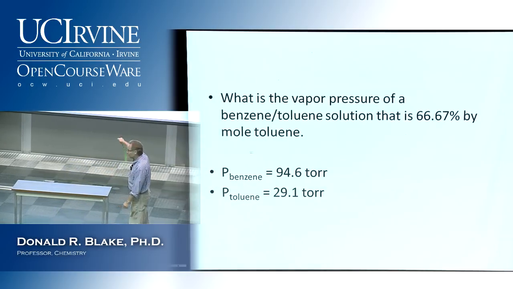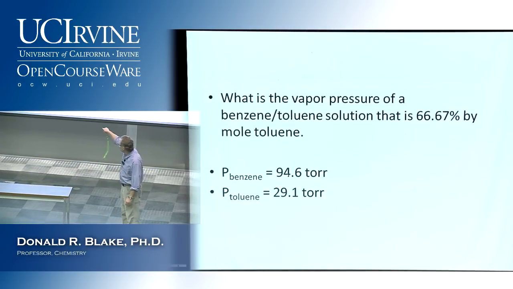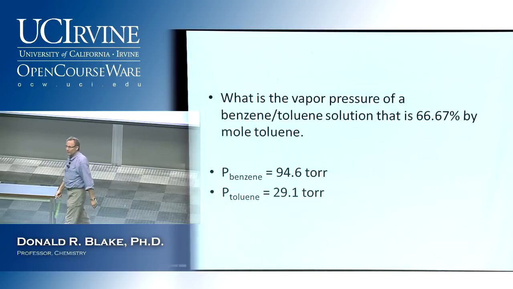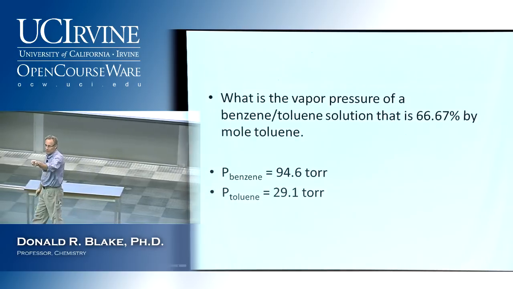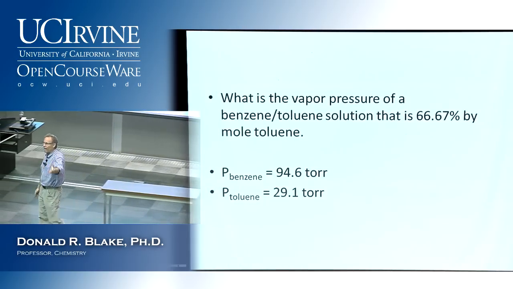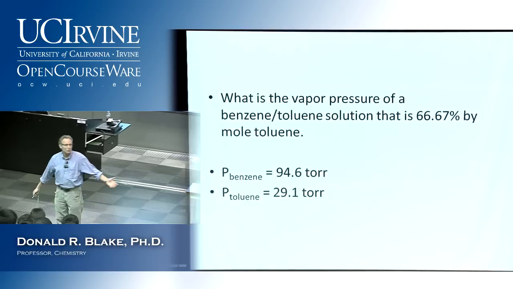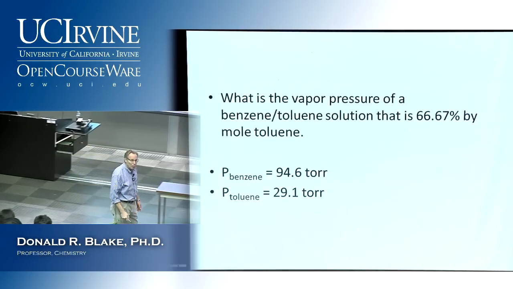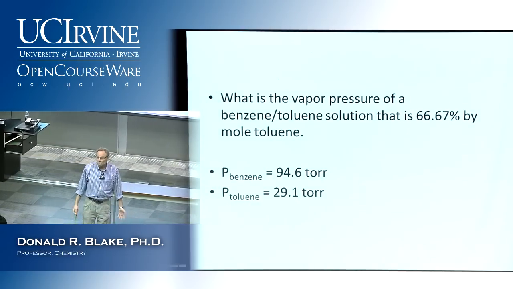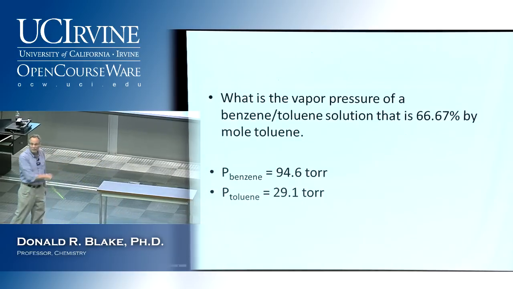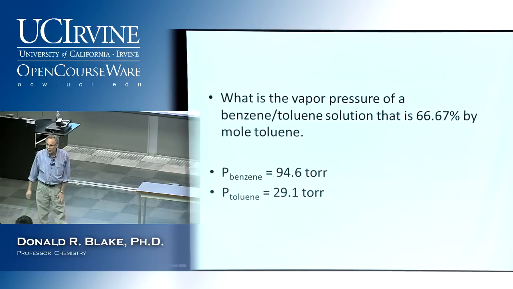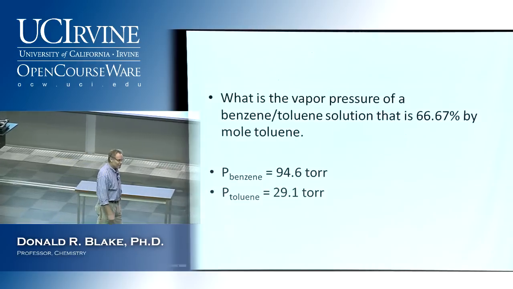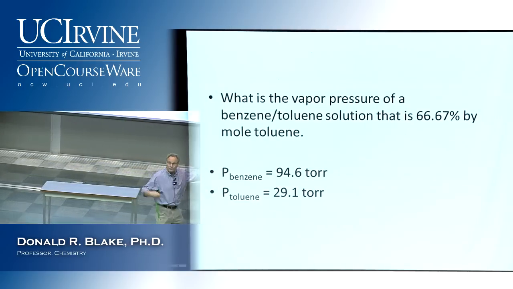Multiply by these two things. 0.54 times that, 0.46 times this, add them up, and you come up with a total vapor pressure. What's the answer? Okay, I gotta have a new go-to person. 64.4. At least it's between these two. So does everybody see how we did that? So this time, folks, I actually gave you a mass. And the mass, you figure out how many moles.